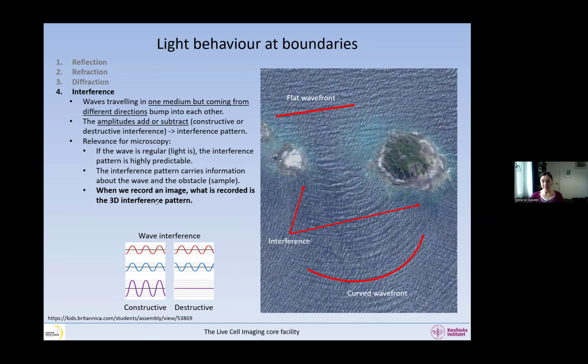When we record an image, what we record is actually the 3D interference pattern. So this is the way an image of our sample is formed by light. It is a 3D interference pattern. That's exactly what we are recording. And that means that anything that affects the interference pattern is also going to affect the image. So our job as microscopists is to try to keep the interference pattern as clean as possible. And we will talk about how to do that.